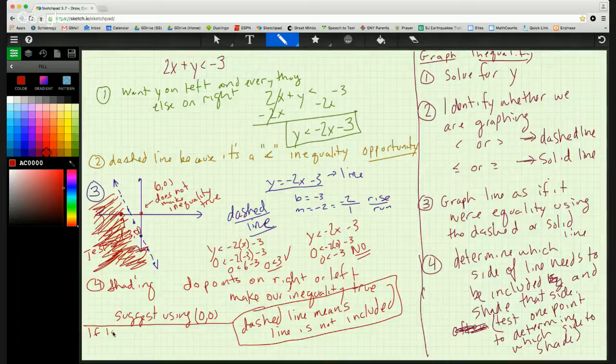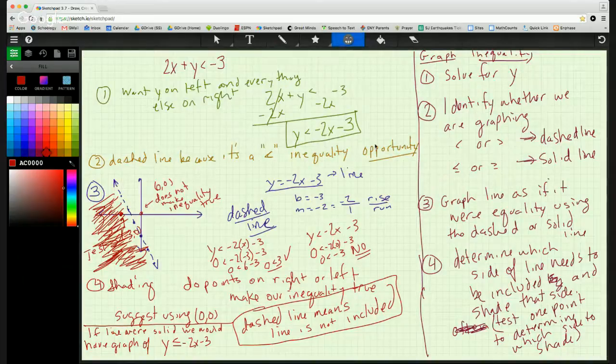If the line were solid, we would have a graph of what? We would have y is less than or equal to negative 2x minus 3. Because that would mean everything over here is less than, and then the line is equal to negative 2x minus 3.